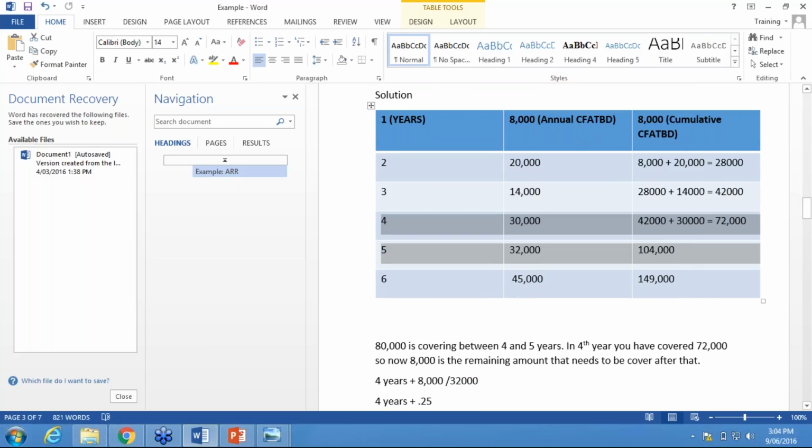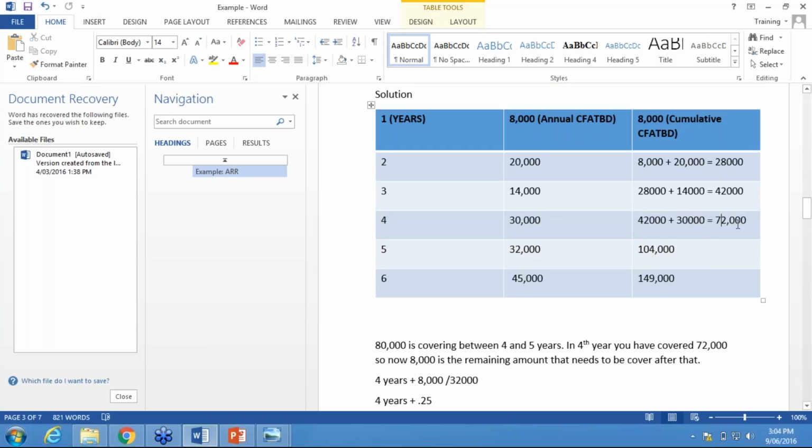So what is the formula now? Of course, definitely you have to come up to 4 years. Yes, 4 plus, if you have already covered 72, how much is left? Of course, 8,000 is left. And you need to divide 8,000 by your annual cash inflow of year 5, that is 32,000. So 4 years plus 0.25.